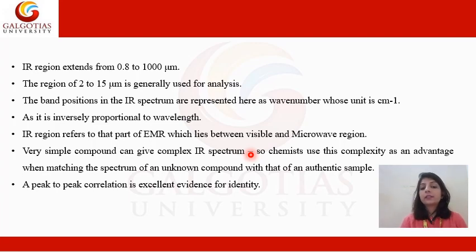We can get each and every peak of a particular group present in that compound, but that complexity, as it is having each and every peak, is used by chemists as an advantage when matching the spectrum of an unknown compound with that of an authentic sample. So they can use the complexity of the spectrum to match with a particular compound in order to identify it. A peak-to-peak correlation is excellent evidence for identity.